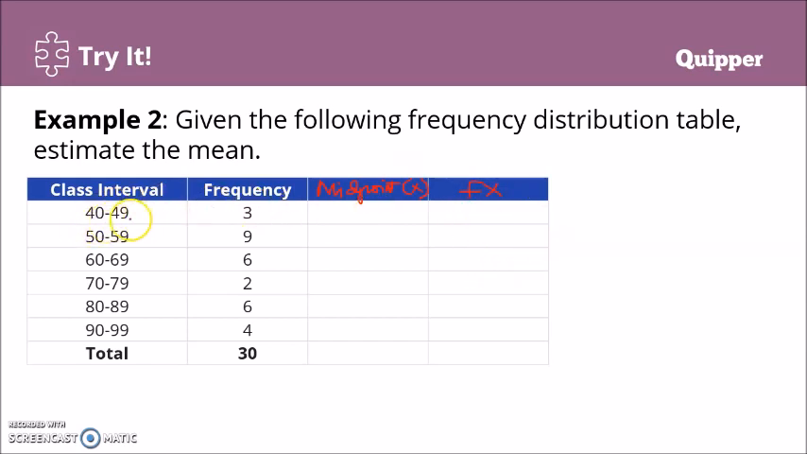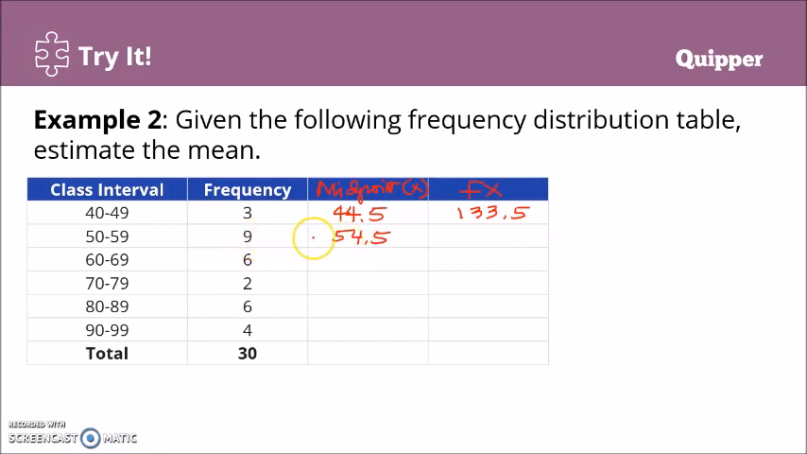Alright, 40 to 49. Getting the midpoint, that's 40 plus 49 equals 89 divided by 2 is 44.5. Pwede natin idiretso na, no? 44.5 times 3. That's 133.5. Okay? Kasi i-times lang yan sila. Right? Next, we have 50 to 59. So, 50 plus 59 equals 109 divided by 2. That's 54.5.